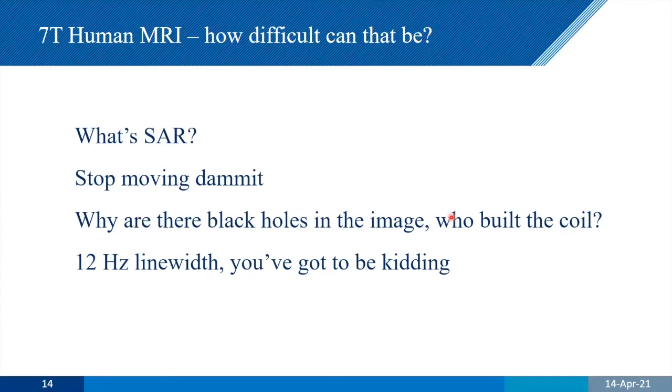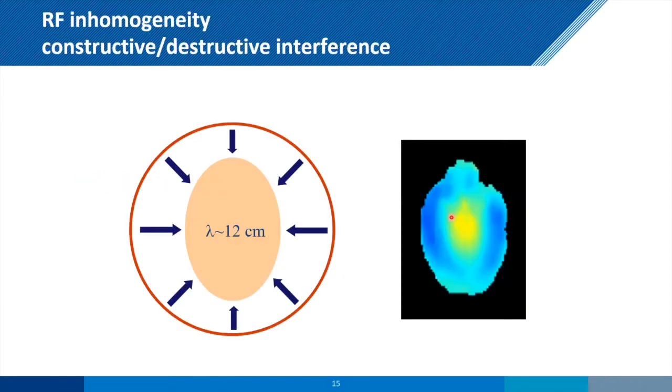So of course, if we look at these black holes in the image, this isn't "which idiot built the coil." This is a fact about physics, that as we now have a wavelength somewhere between 12 and 15 centimeters, we get constructive and destructive interference, right? And so we have central brightening here, but we have low intensity out here. And temporal lobes are kind of important in a lot of epilepsy, let's say, or in dementia. So this is just a physics problem that we have to overcome.